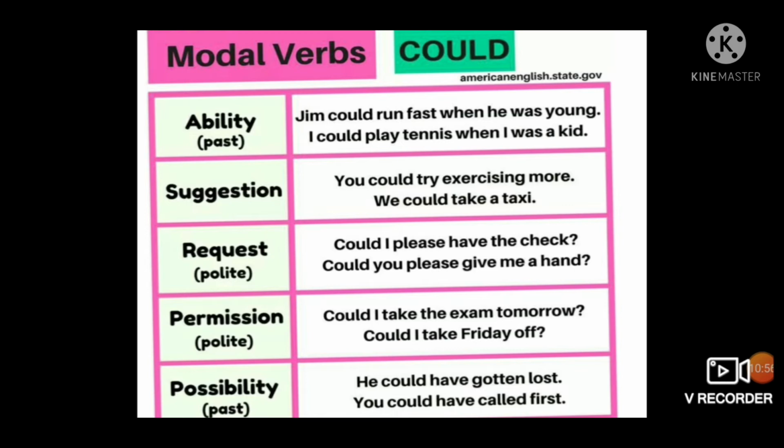Then possibility in the past. He could have gotten lost. You could have called first. So the possibility in the past: you would have gotten lost. And also, you could have called first. So these are the ones where there was a possibility in the past, but not now.